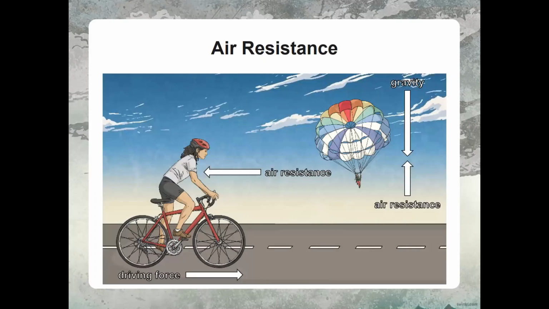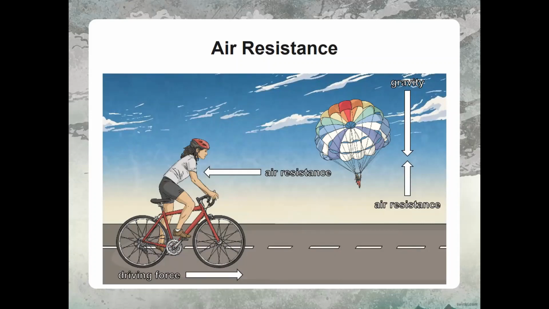Air resistance affects different objects differently due to their surface area. If you look at the parachute, the air resistance pushes up on it, opposing the force of gravity and making the parachute and the person fall more slowly. This is known as air resistance.